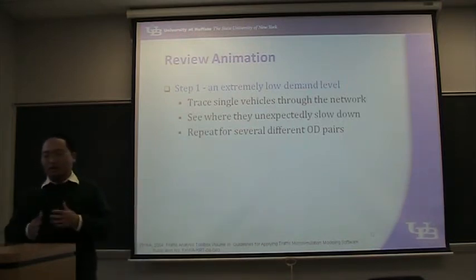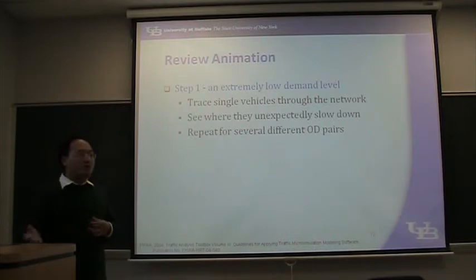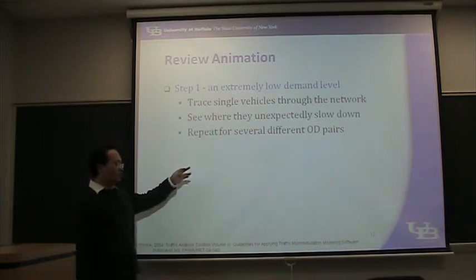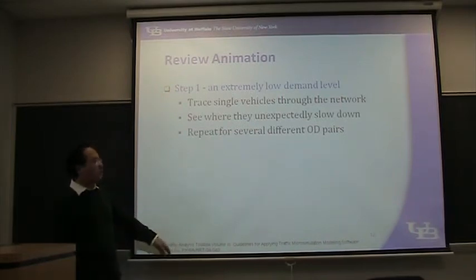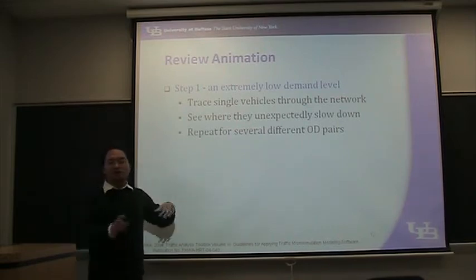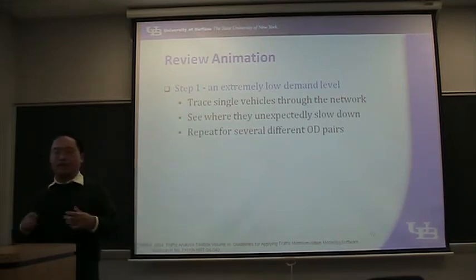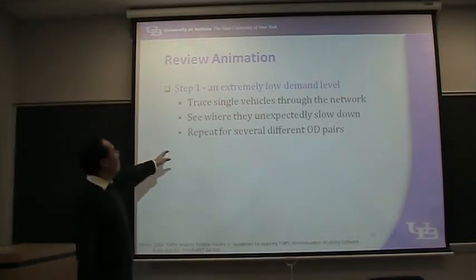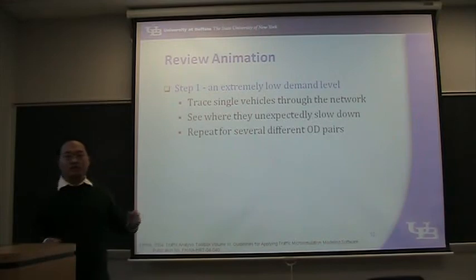And you can repeat this for several different OD pairs. For example, you check some vehicles from the south, the bottom of the network, to the top of the network, and from the west to the east. Let them travel a long distance and see if they have problems. So the goal of this step is to trace single vehicles.